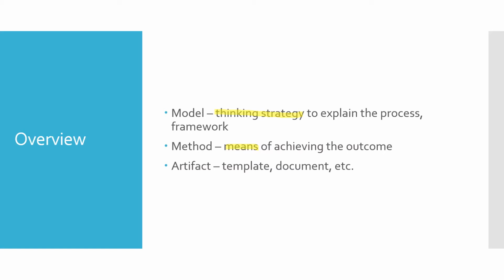So let's think about an overview of what this means. What is a model? A model is a thinking strategy to explain a process or a framework. You can have multiple models, like leadership models, motivation models, a lot of different types of models. Methods are nothing but means of achieving the outcome. We have different estimation methods available, and different ways of executing projects. The artifacts are outputs, templates, documents. They are deliverables.